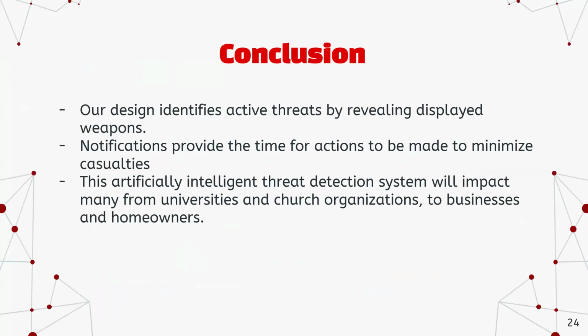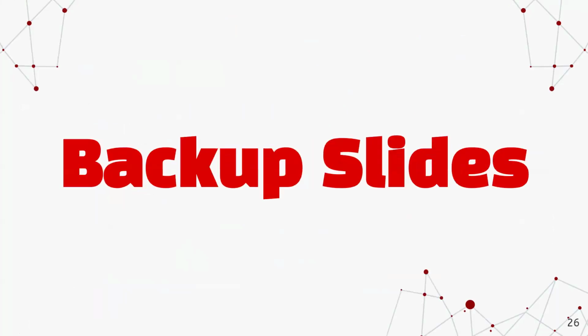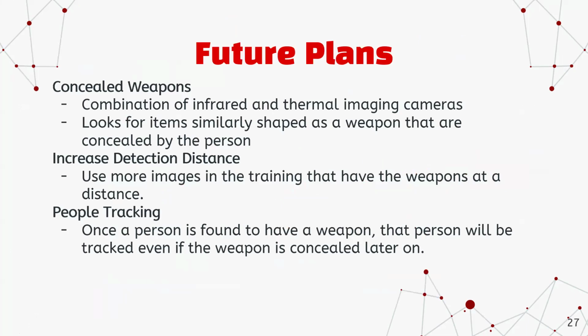So in conclusion, our design identifies active threats by revealing displayed weapons. Notifications provide time for action to be made to minimize casualties. The artificial intelligence detection system will impact many people, from universities and church organizations to businesses and homeowners. Questions? Yeah, got some backup slides.